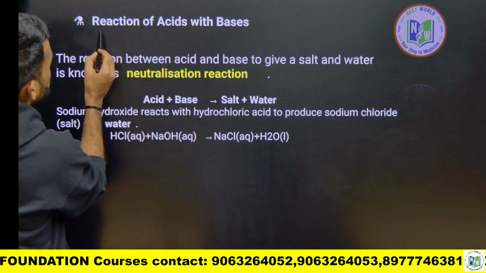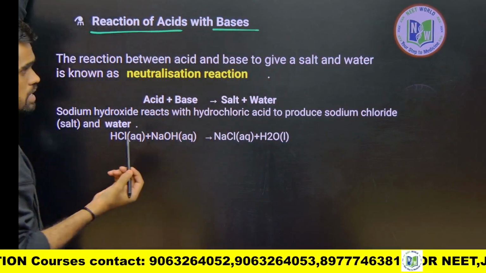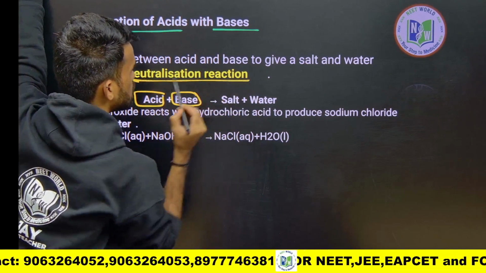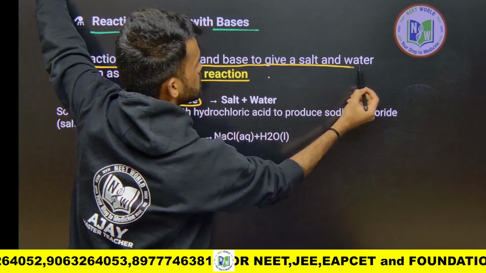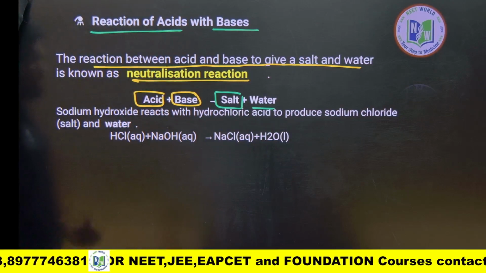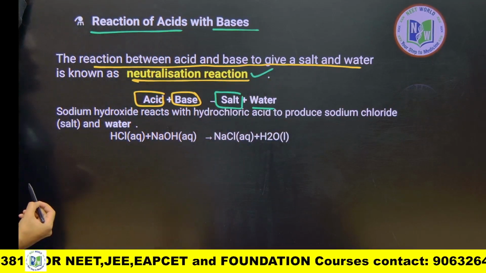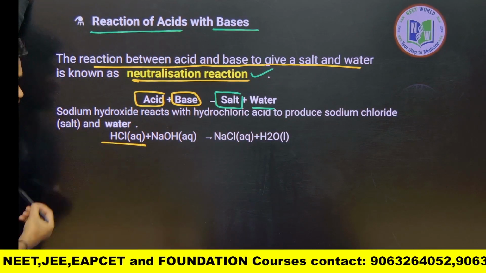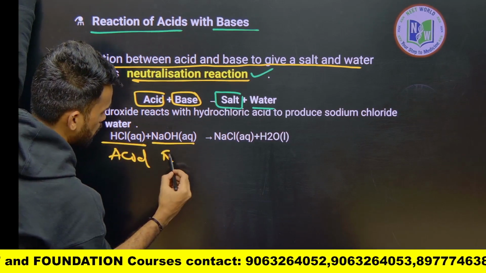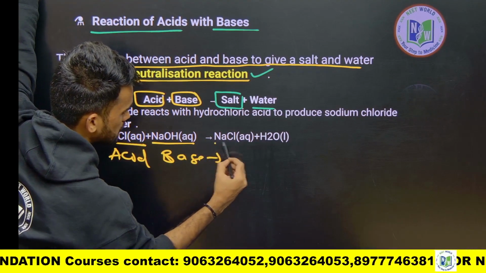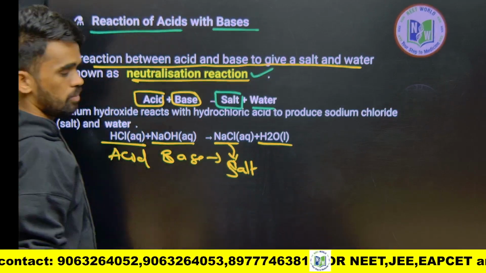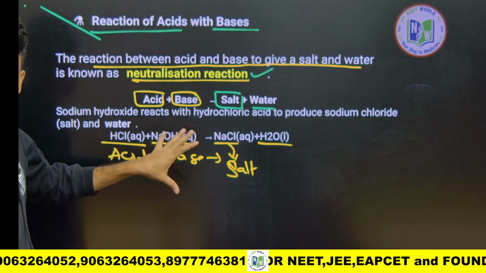Next, reactions of acids and bases. What is this process called? The reaction between an acid and a base is called a neutralization reaction. The reaction between acid and base gives salt plus water. Here we have an example: HCl, which is an acid, upon treating with NaOH, which is a base, gives NaCl, a stable salt, plus water, H2O. This process is called neutralization.